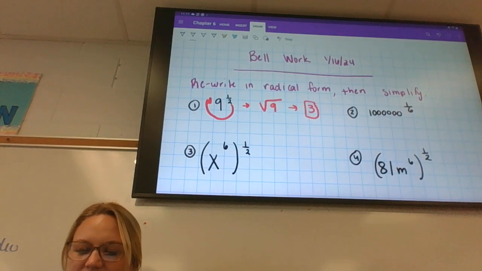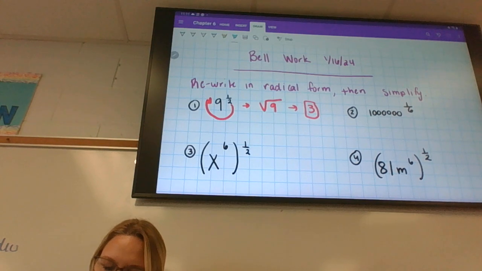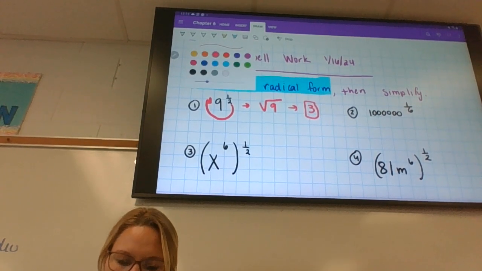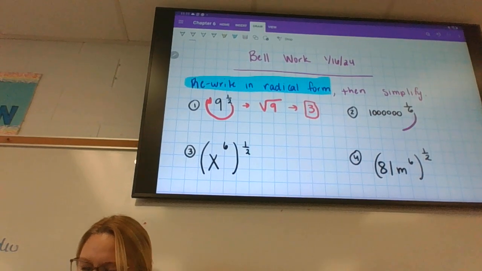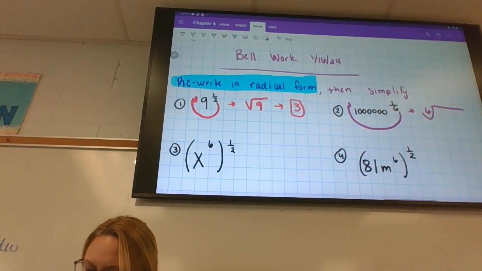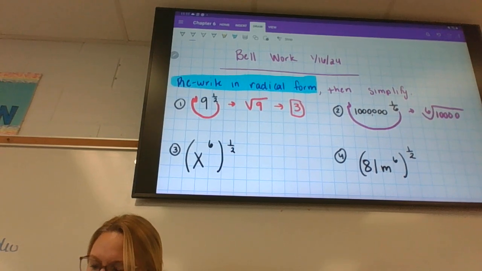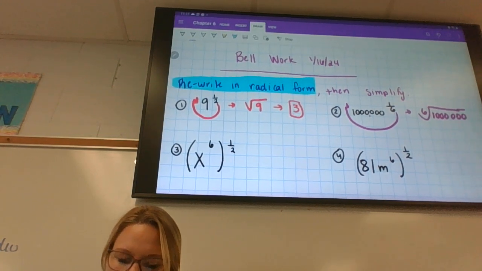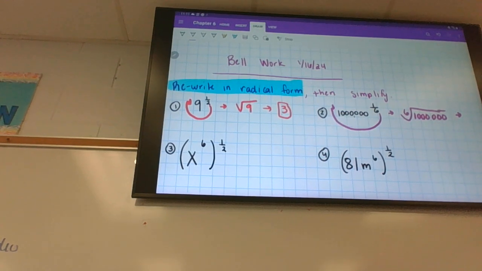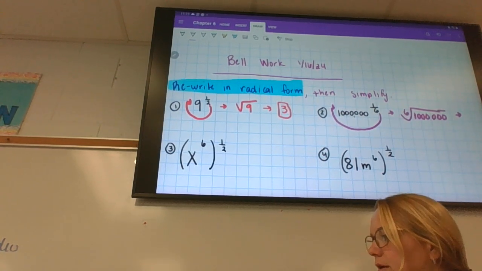I see 6 zeros, okay? So again, the directions are to rewrite in radical form and then simplify. So we bring the 6 down and around, and in radical form, this is the 6th root of 1 million. So grab that calculator, and in your TI-30 calculator, you would type in 1 million first.